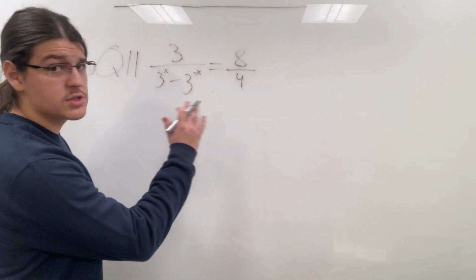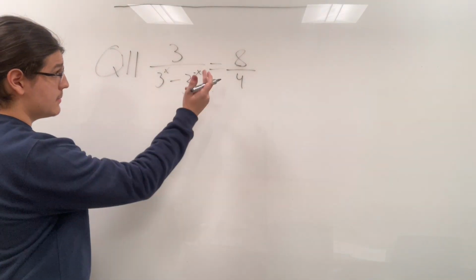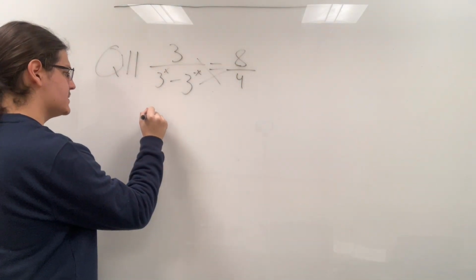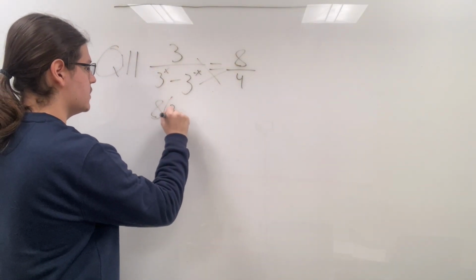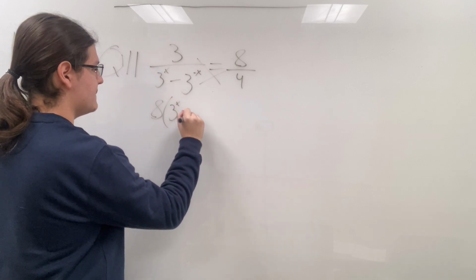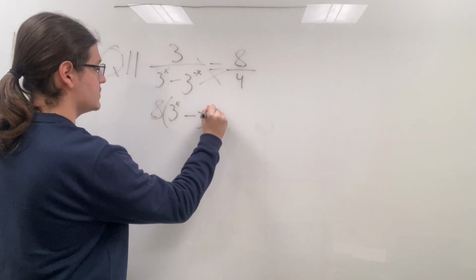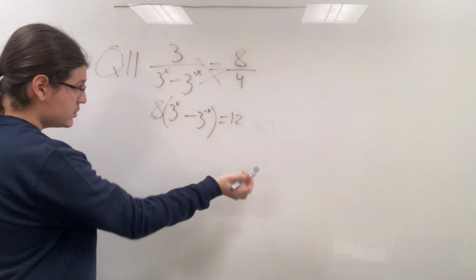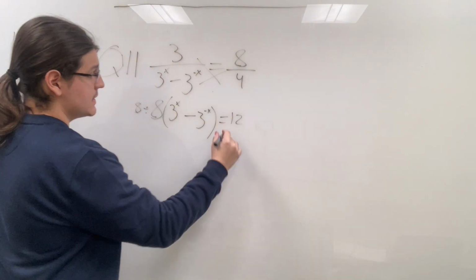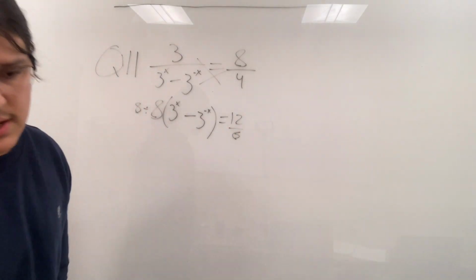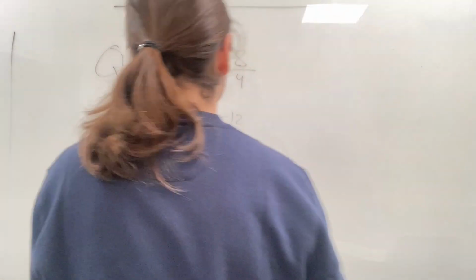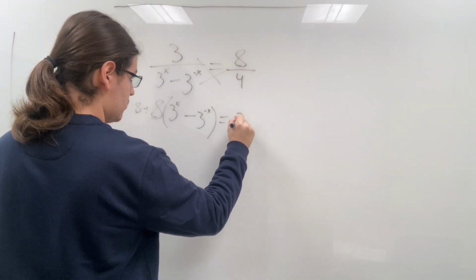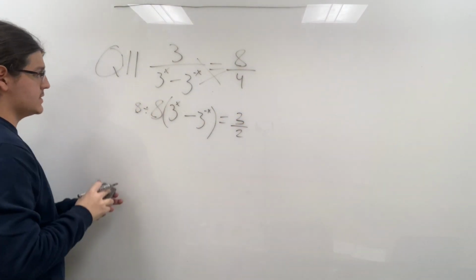So what I'm going to do, I'm going to cross multiply. 8 times 3 to the x minus 3 to the negative x is equal to 12. And then from there, we will divide again. We can divide by 8, divide by 8, and then that is just 12 over 8, divide by 4, 3 over 2. And then this is just gone.